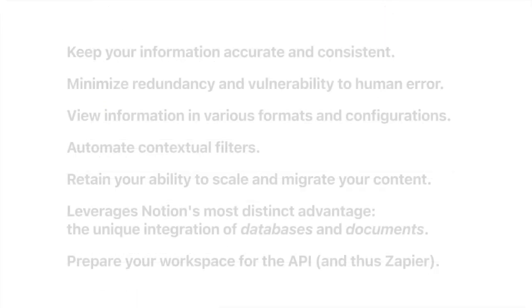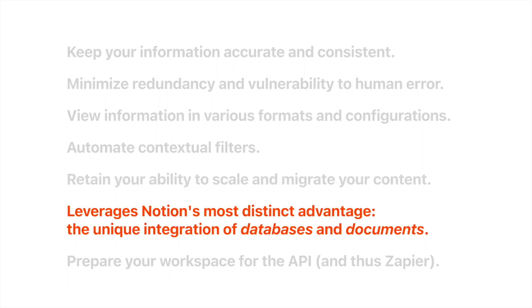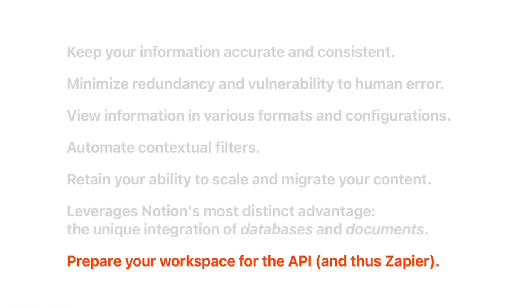Now, I'd need my own category on the Zapier blog to demonstrate the full advantage and implementation of this database-centric approach. But the key benefits are that it keeps your information accurate and consistent. It minimizes redundancy and vulnerability to human error. It allows you to view your information in various formats and configurations. It automates contextual filters. It retains your ability to scale and migrate your content over time. It leverages Notion's most distinct advantage, which is that unique integration of databases and documents, and it structures your workspace for the API and thus Zapier.